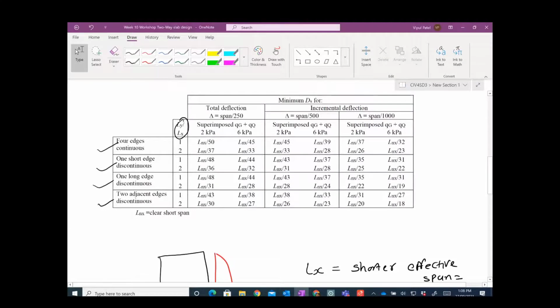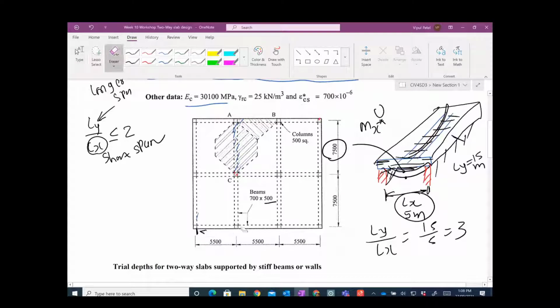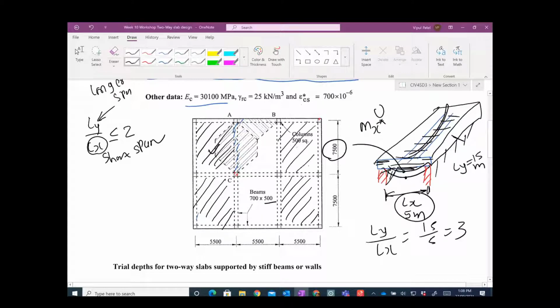Now someone might say, okay, what would be your critical panel? Critical panels mean these corner panels will be critical. Your design will be governed by these panels. These are the critical panels. These are the corners. One would be critical panels where your two edges are discontinuous. These are the critical panels on these sides, right? This one would not be considered critical, because you can see these two edges are discontinuous here.